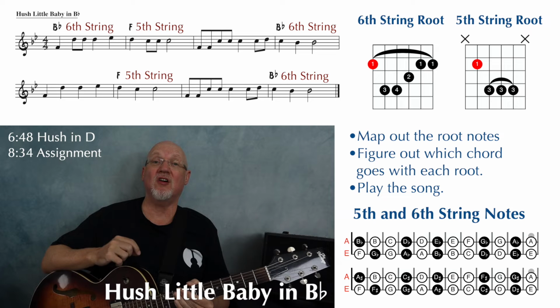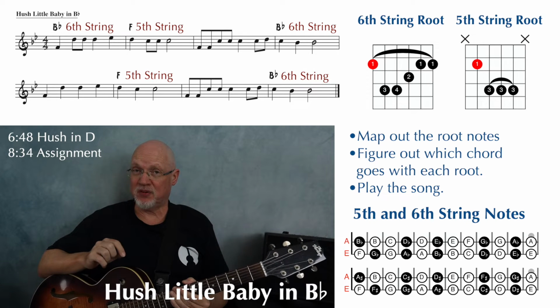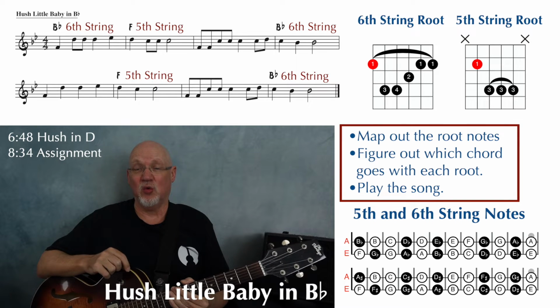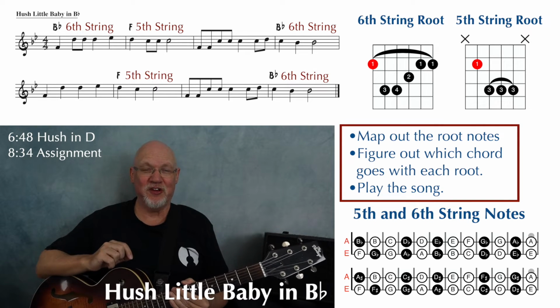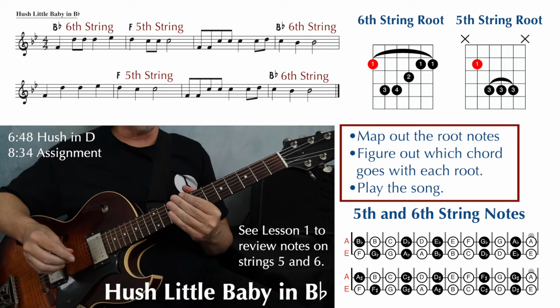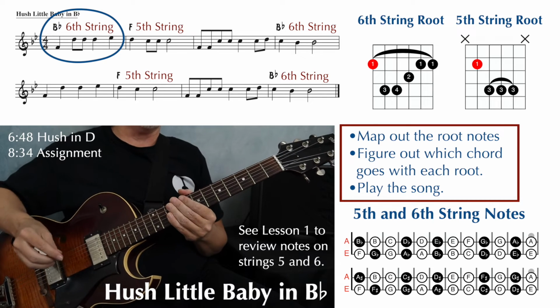Before we even play the song, we need to know where we're going to play these chords. So we're going to go through a little process. We're going to first find the root notes, then figure out what chords go with those root notes, and then we'll play the song. So Hush Little Baby in B flat starts off on a B flat major, and remember, we want to play these with the root on the 6th string.